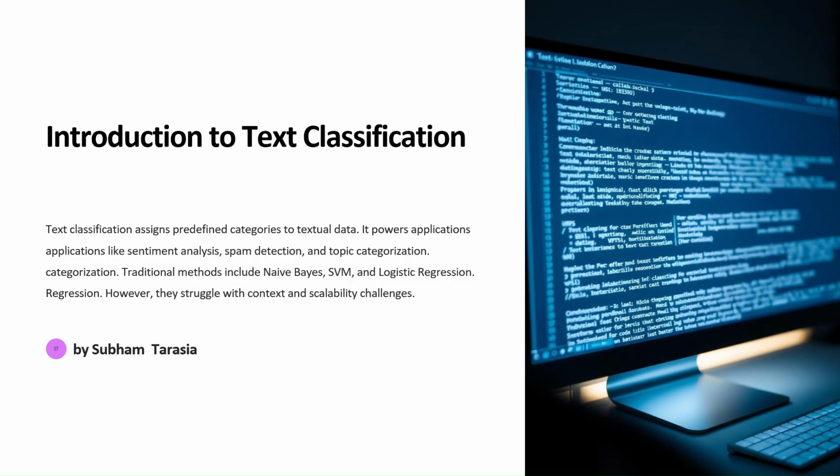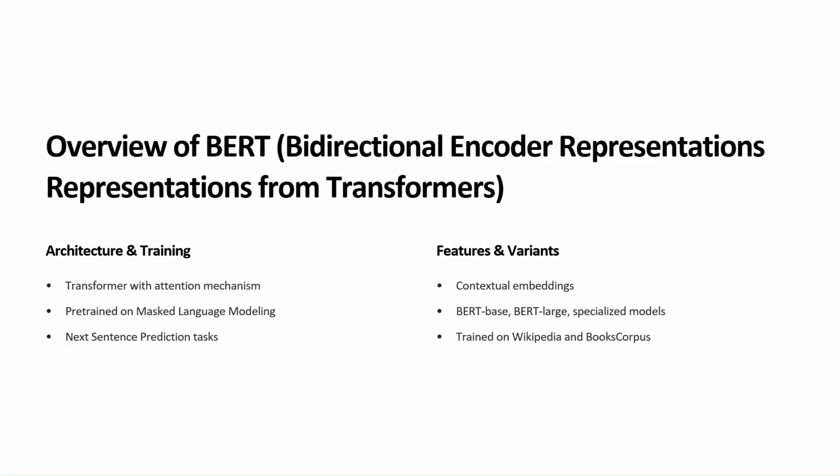Introduction to text classification. Text classification assigns a predefined category to textual data. It powers applications like sentiment analysis, spam detection, and topic categorization. Traditional methods include naive Bayes, SVM, and logistic regression. These are the traditional methods. However, they struggle with context and scalability challenges. These are the issues faced by these traditional methods.